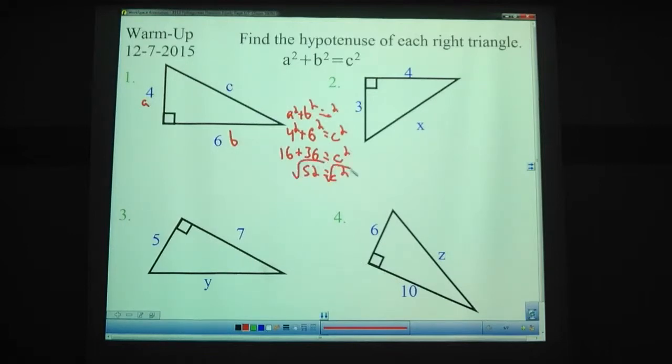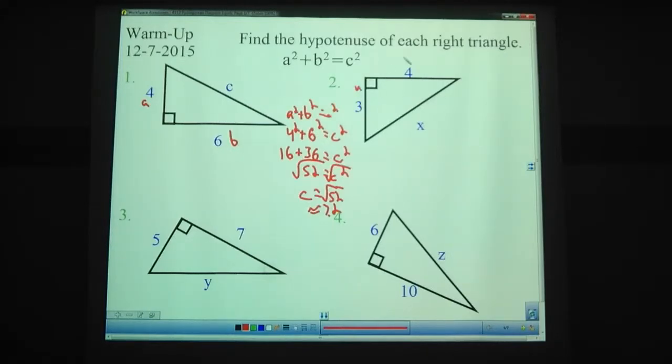Take the square root of each side. C equals square root of 52. And you're welcome to leave it like that. There's no reason to change it. If we needed to estimate it, we could. It would be about 7.2-ish. Yeah. Problem number two, 3, 4, and x.